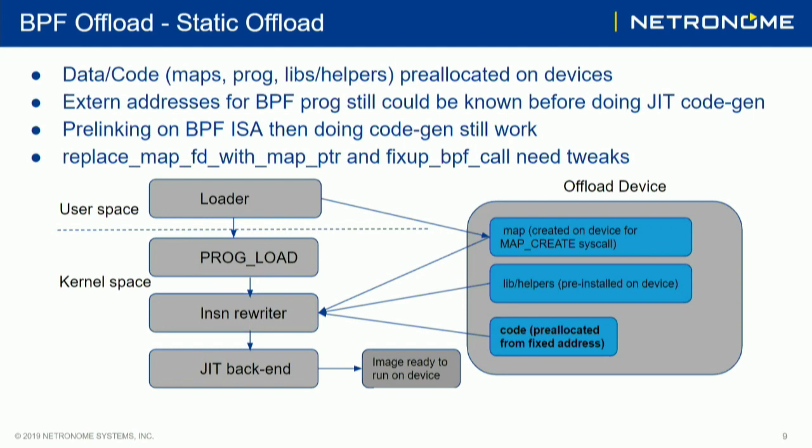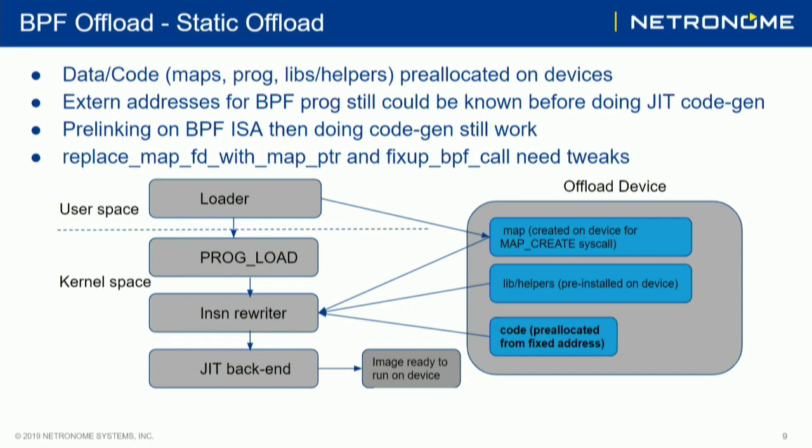For static offload, it's nearly the same. I define static offload as the offload device allocating maps and also helpers, and the code space is reserved on the offload device at a fixed point. So for static offload, the device driver should load all the addresses for data and code before doing the code generation, which means you can use the same flow as the host JIT. Generally, you can pre-link the BPF object file and then feed the linked BPF object to the host JIT backends, because the host JIT backends just expect the input to be a fully relocated BPF object.